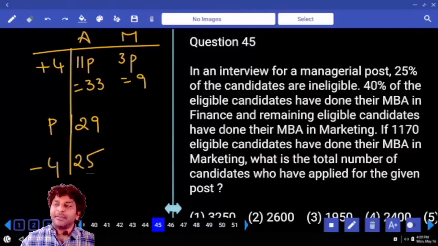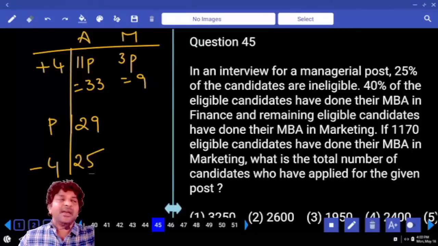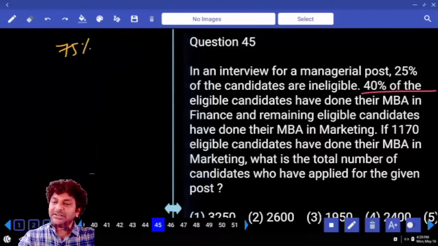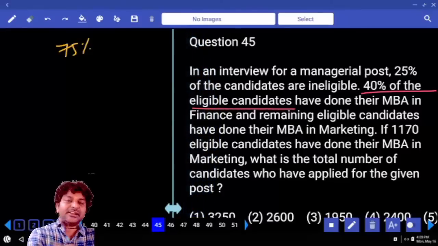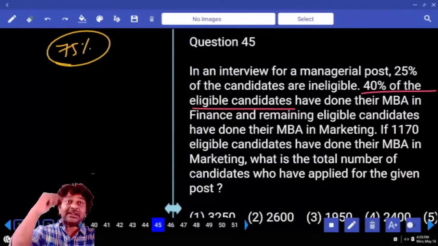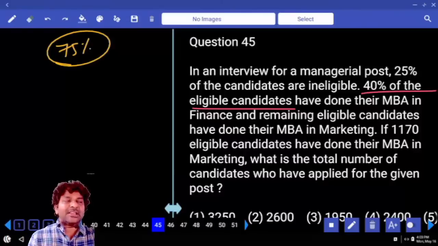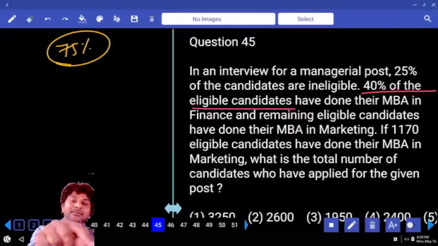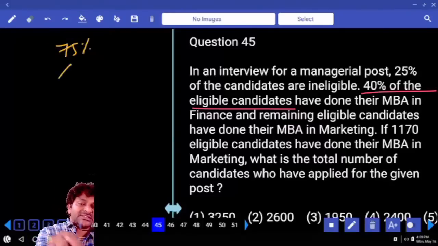In an interview for a managerial post, 25% of candidates are ineligible. How many are eligible then? 75. Okay. 40% of eligible candidates, that is 40% of this number only. How do you get 40%? 10%, double, again double. What is 10%? 7.5. Double, 15. Again double, 30. So out of this, they are talking about 30. And what is remaining? 45.